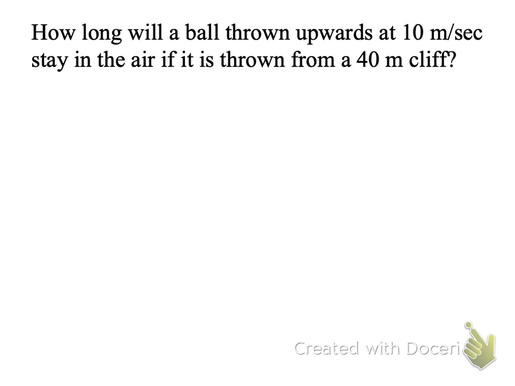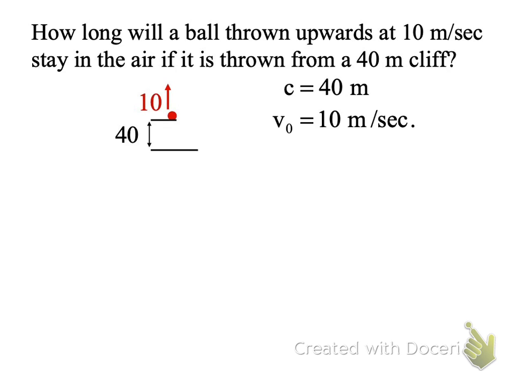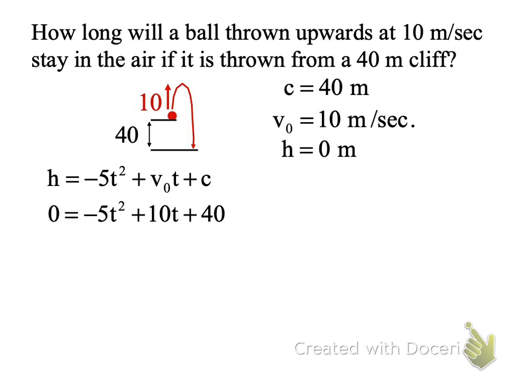So, using the formula, the velocity is 10, and we substitute those in. And my ending height is 0. So, what are we substituting in? 40 for the initial height. H, 0 equals -5t squared plus 10t plus 40. Good.